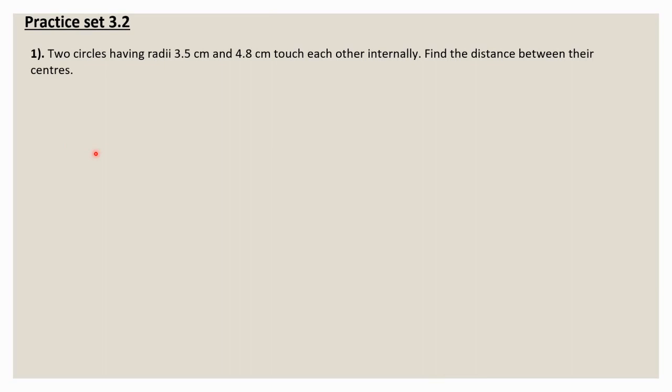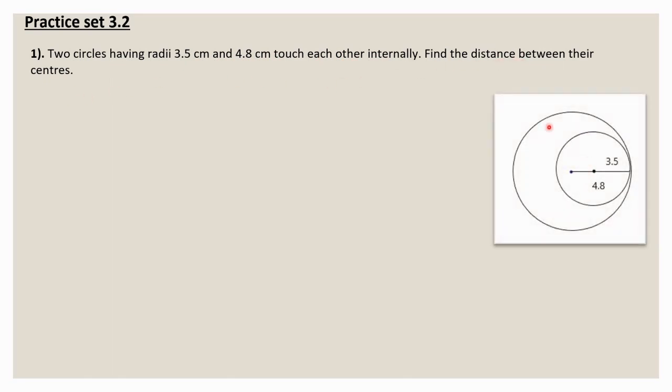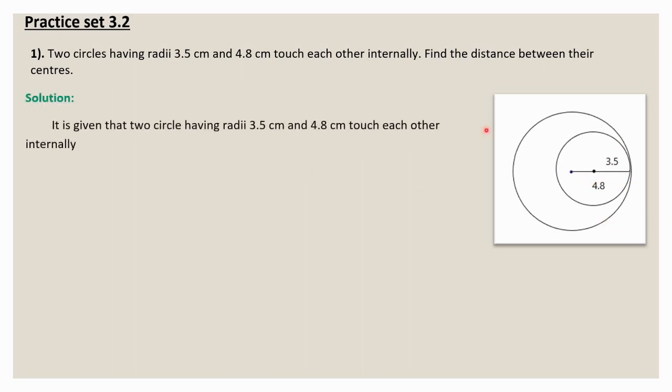Practice set 3.2, the first sum. Two circles having radii 3.5 centimeters and 4.8 centimeters touch each other internally. Find the distance between their centers. So here in this case, the radius of the bigger circle is 4.8, the radius of the smaller circle is 3.5, and the two circles touch internally. We have to find the distance between their centers.